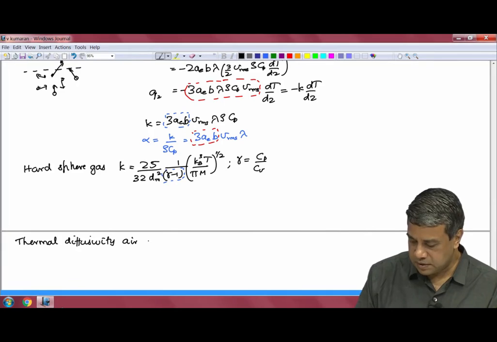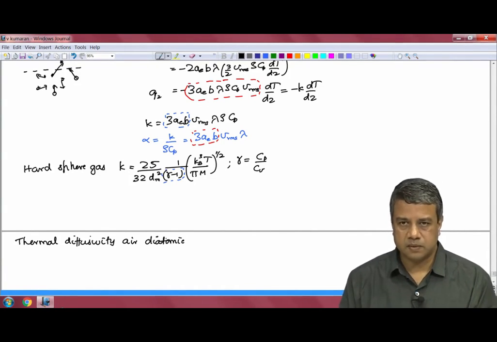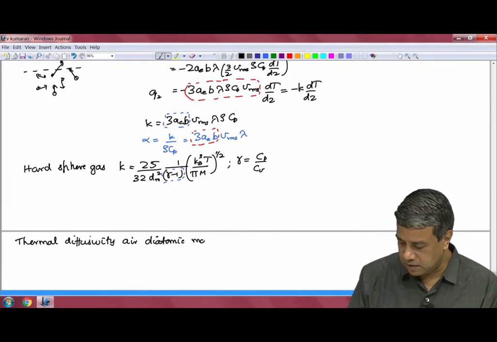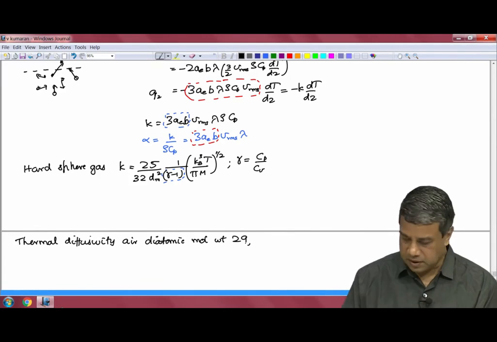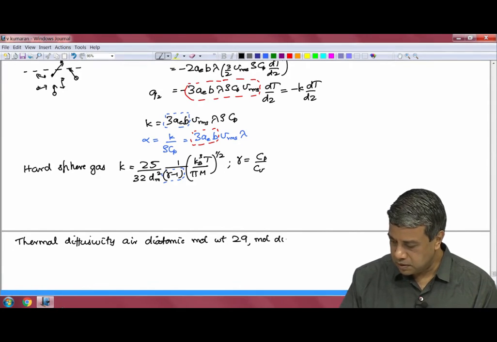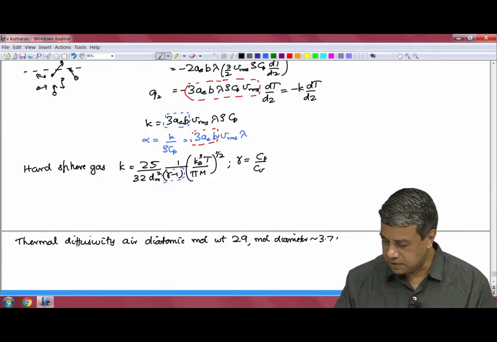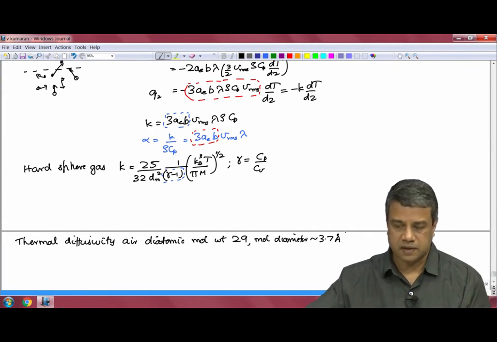Okay. This is diatomic. Nitrogen and oxygen are diatomic molecules. They have 3 degrees of translational and 2 degrees of rotational freedom. The vibrational modes are not excited at normal room temperature. It is a diatomic molecule with molecular weight 29, and molecular diameter approximately 3.7 angstroms. It is in the range 3.7 to 3.8 angstroms, the hard sphere molecular diameter for air.